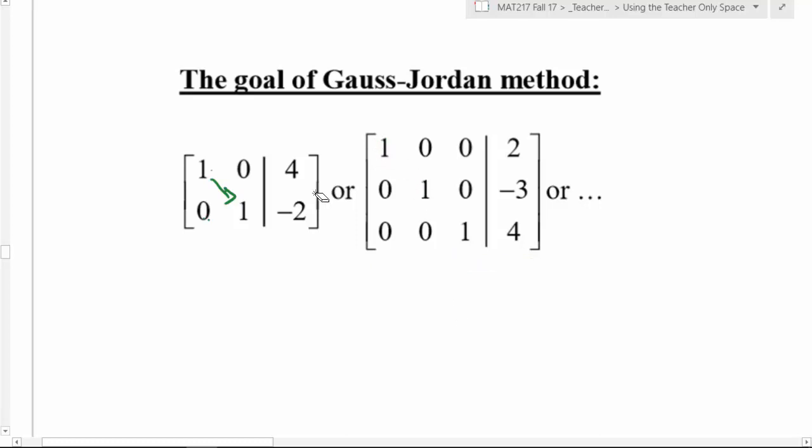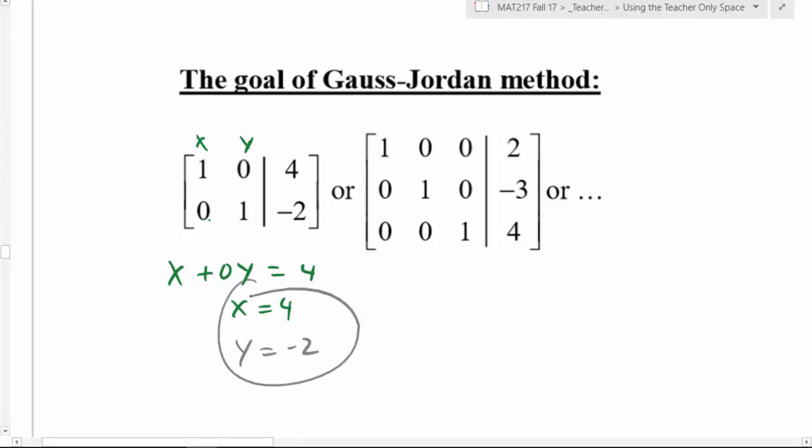Now, why is this nice? Well, let's just assume this is an x and a y. Read the top equation. It's just telling you 1x plus 0y equals 4, aka x equals 4. And then the second equation is y equals -2. So do you see your answer just pops out when it looks like this? If you had 7 variables, it would still be easy to read. This one only has 3, so x, y, and z, but it'd still be easy to read: x equals 2, y equals -3, z equals 4. So that's why we like Gauss-Jordan.